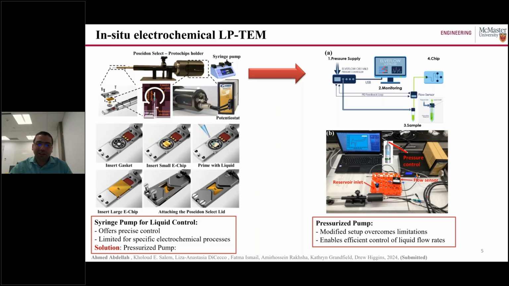Especially since we're using a very small flow rate, like 5 microliters per minute, we need to keep our electrolyte saturated all the time. This pressurized pump helps us keep the solution saturated, and we use the pressurized gas as a carrier to push the electrolyte through the microchannel tube inside the TEM holder.